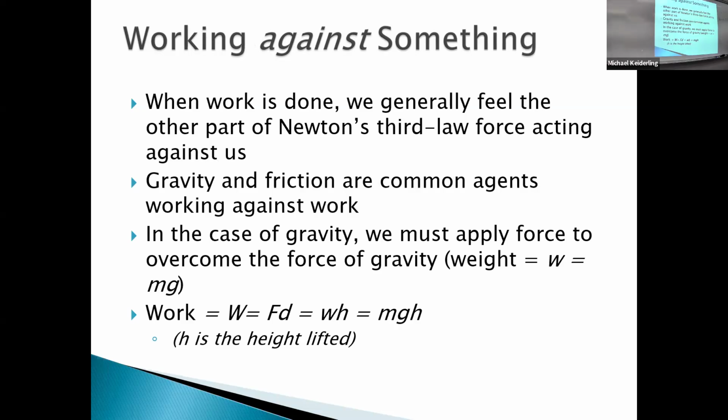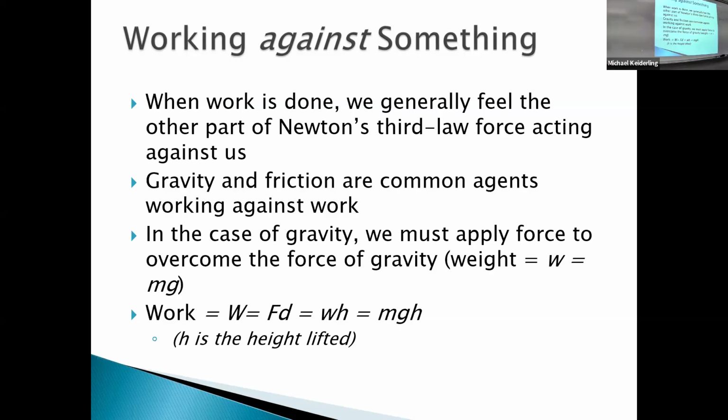So common things you work against when you're doing work are gravity and friction. In the case of gravity, you have to apply a force to overcome the force of gravity. The weight is mg, so the work is the weight times the height. So the work against gravity is mgh. That's the work you do against gravity. It's the force of gravity, mg, times the height.